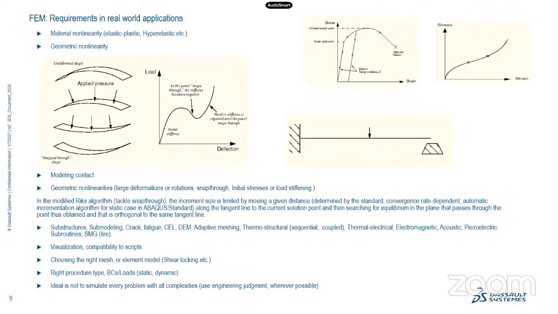As I already mentioned, the idea is not to simulate every problem with all the complexities, but to use engineering judgment. Wherever 2D is sufficient, you can use 2D. If axisymmetry is sufficient, you can use that. These are a few cases which came to my mind. When you want to address real physical, multi-physics problems, these are some of the features which need to be there in whatever code or software we use.